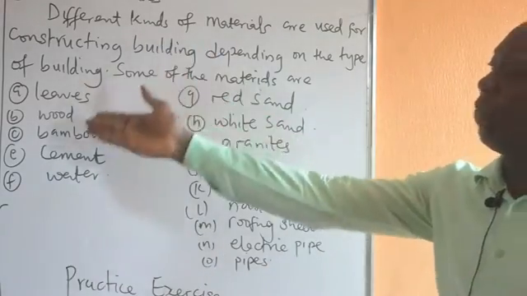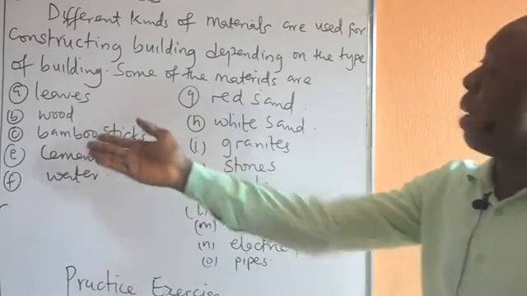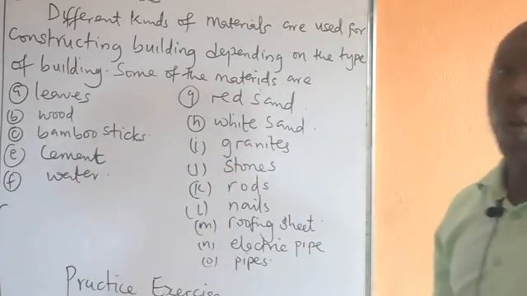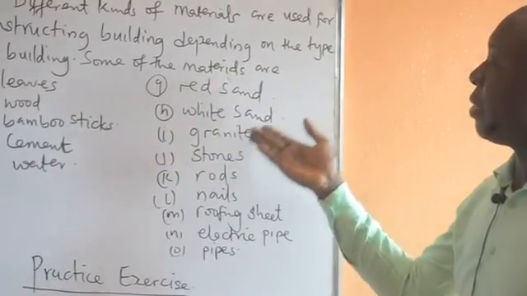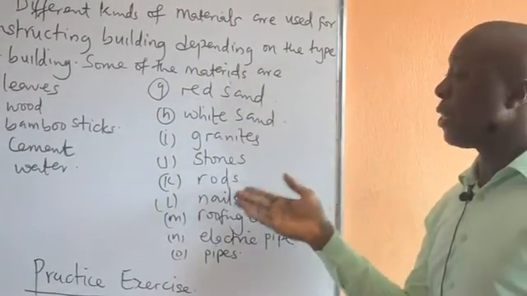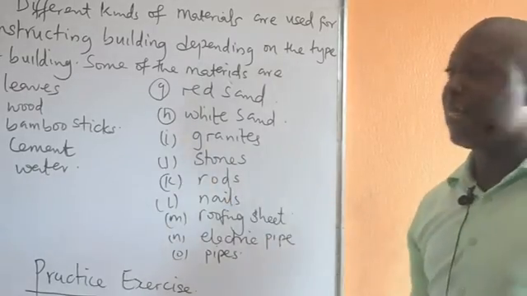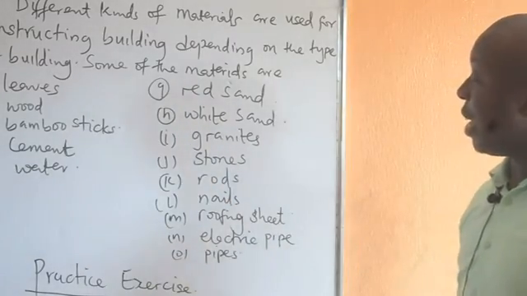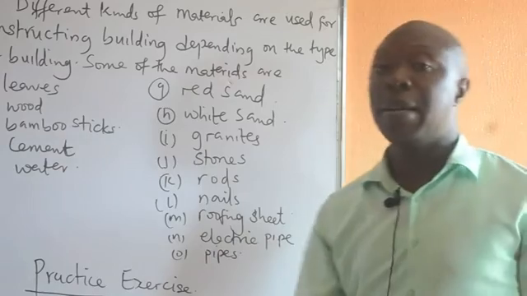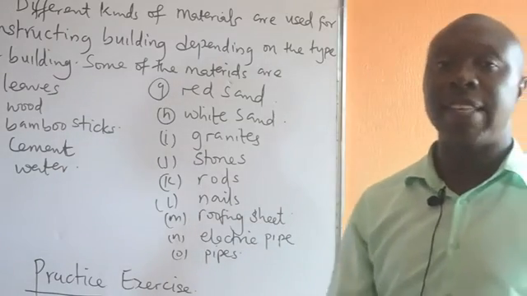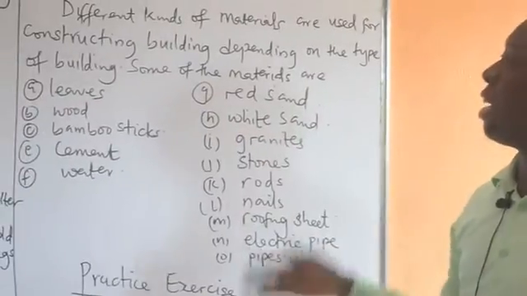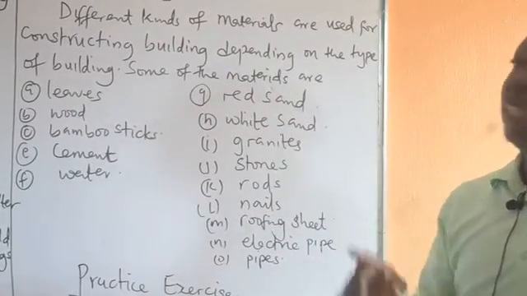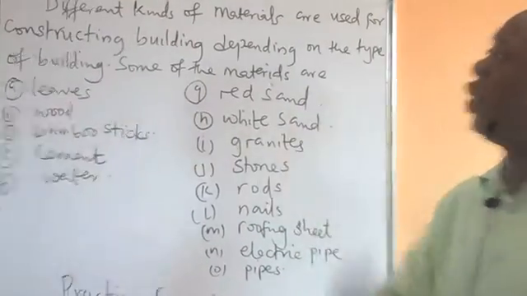So we have leaf, wood, bamboo sticks, cement, water, red sands, white sands, granite, stones, rods, nails, roofing sheets, electric pipes and pipes, etc. So these are some of the different kinds of materials that are used for constructing, for building.